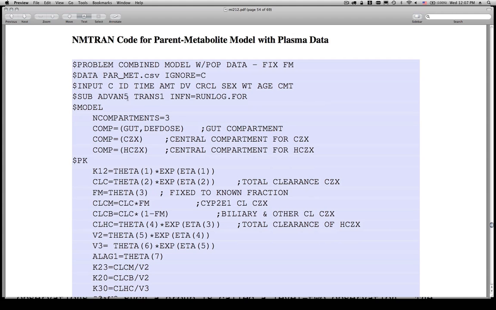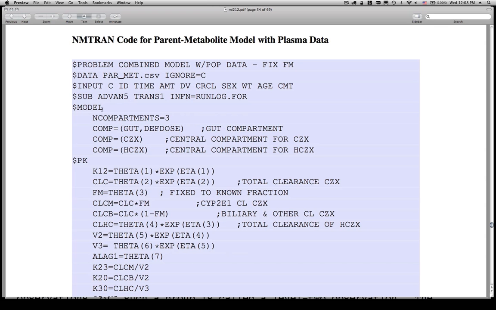This is a general linear model, and it allows us to specify any structure we'd like, as long as all of the transfers are first order linear transfers. If we had nonlinear transfers between the compartments, we'd need to use the differential equation models, and we talked about that last week.